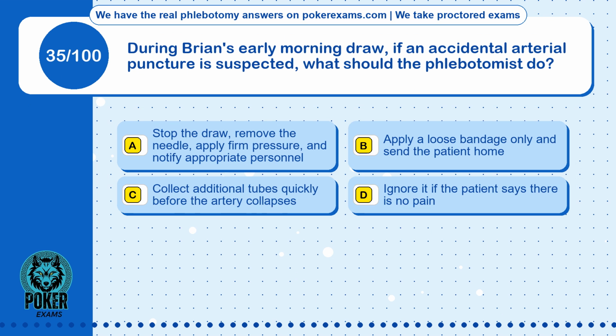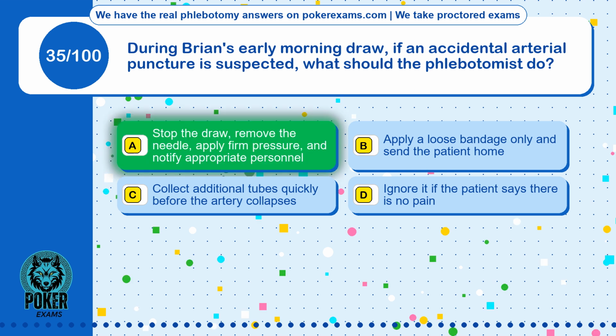Question 35. During Brian's early morning draw, if an accidental arterial puncture is suspected, what should the phlebotomist do? Option A. Stop the draw, remove the needle, apply firm pressure, and notify appropriate personnel. Option B. Apply a loose bandage only and send the patient home. Option C. Collect additional tubes quickly before the artery collapses. Option D. Ignore it if the patient says there is no pain.